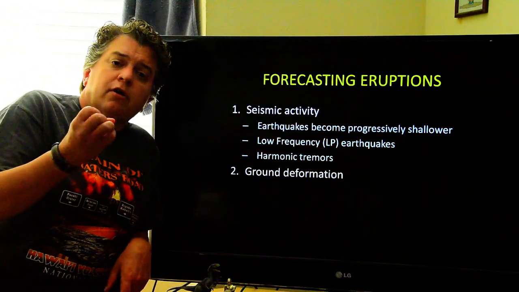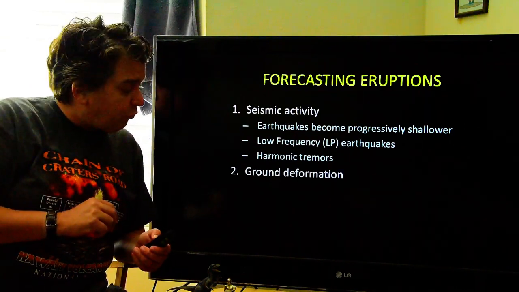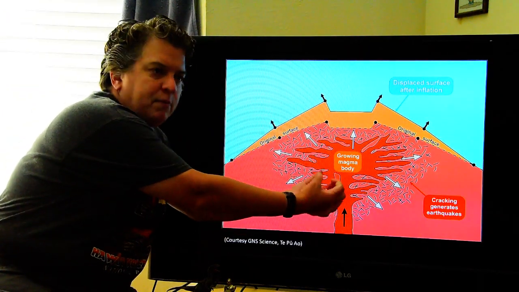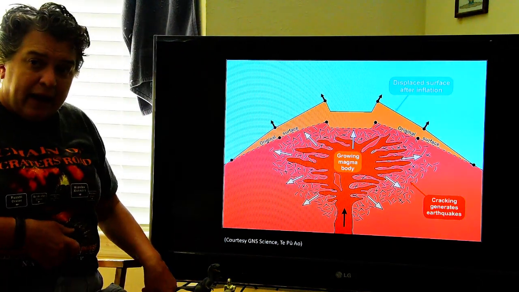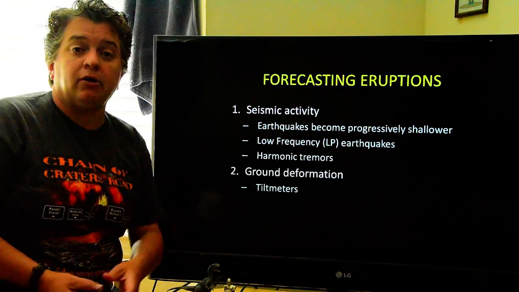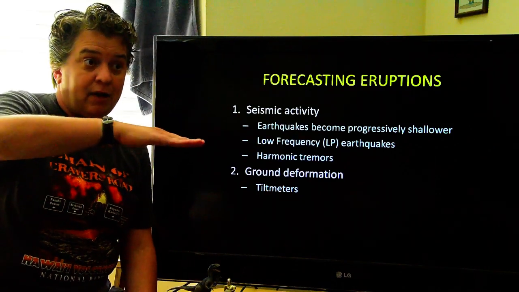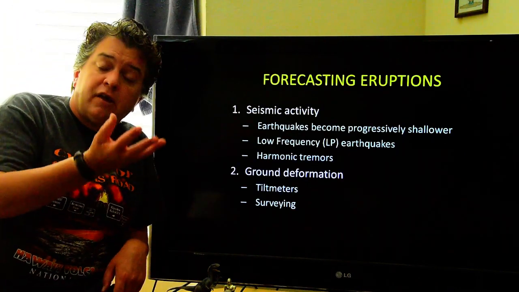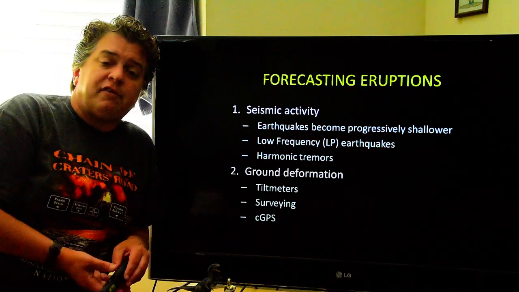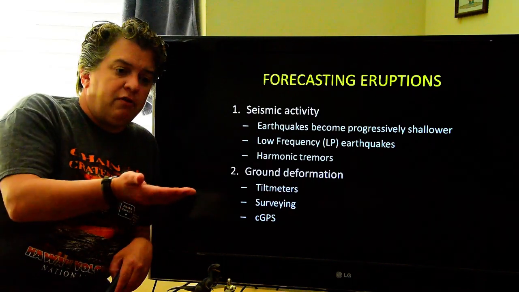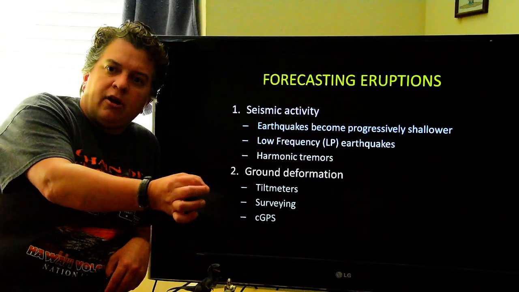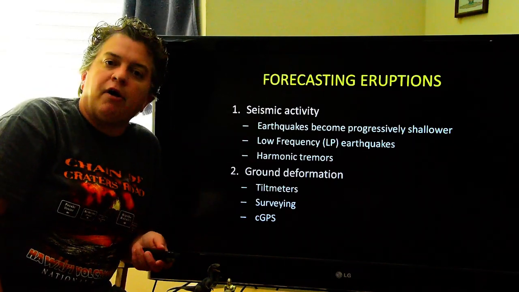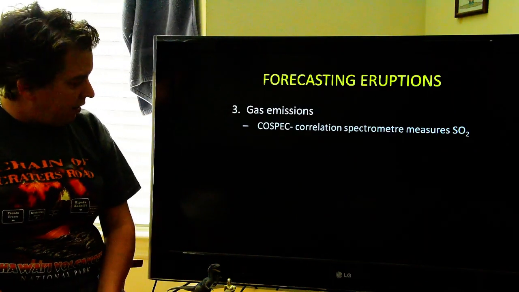Now, another thing that gives us a clue that something's happening in the volcano is ground deformation. So we might have the original surface right here, but as magma's being injected, as magma's rising upwards, that can move the surface of the volcano. And what we can do is install tilt meters, which are exactly what it sounds like. They're a little thing that measures that the ground is starting to tilt in a different way. We can also do just old-fashioned surveying to see how the land is changing. Or we can use something called CGPS, continuous GPS, which basically just continuously measures the elevation of certain points on the volcano and lets us know if they are rising or falling or moving in some way as a result of the ground deforming there.